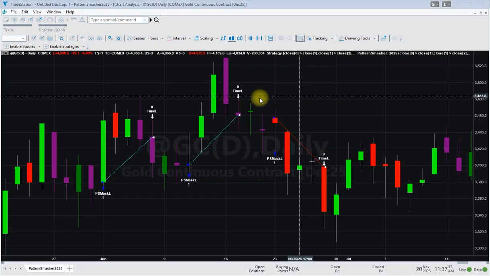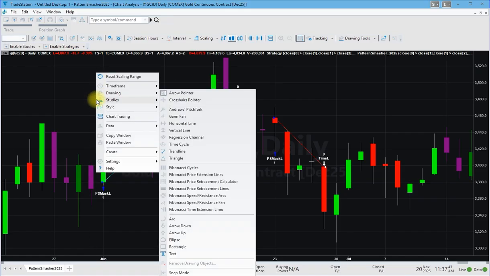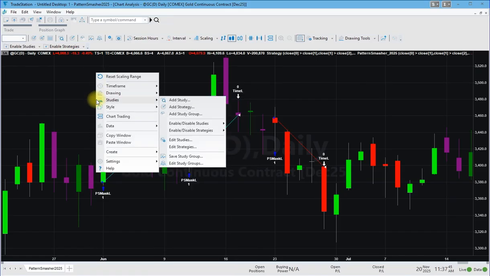Let's pull this off the screen. Before I do that, I do provide a paint bar, but it doesn't work like I anticipated, I should say. It works if you're using just the 2024 variety of the pattern, of Smasher 2025.